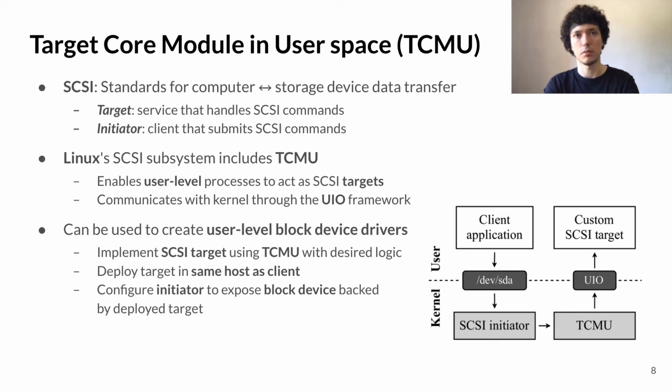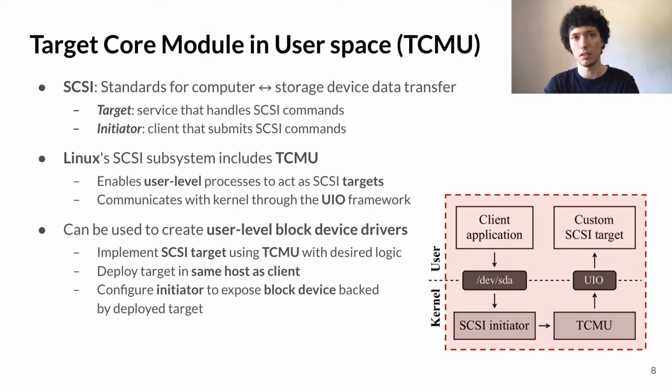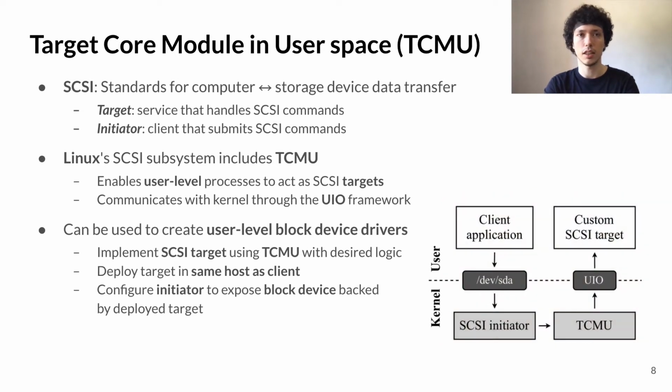Linux's SCSI subsystem includes a target core module and a user space component, or TCMU, which enables SCSI targets to be implemented as user-level processes. Thus, a technique for developing block device drivers in user space is to first implement a SCSI target with the desired request processing logic, then to deploy that target in the same host as a client, and finally to use Linux's SCSI initiator to create a block device that is backed by that deployed target. Unlike NBD-based solutions, this approach does not rely on sockets, instead using the UIO framework for communication between the in-kernel initiator and the user-level target.